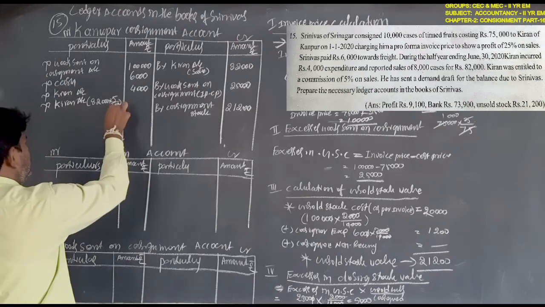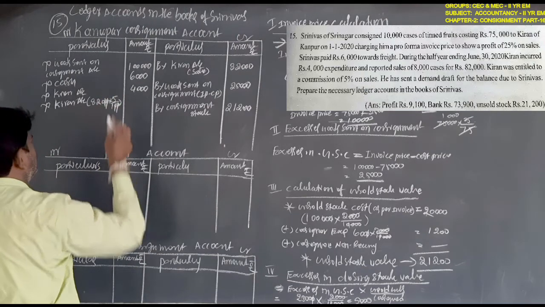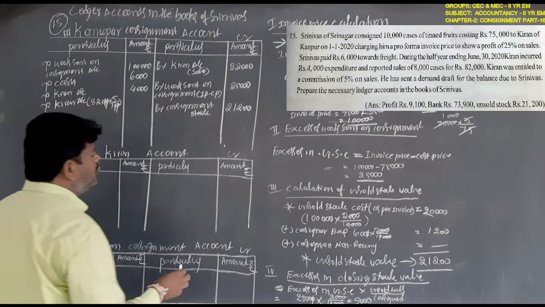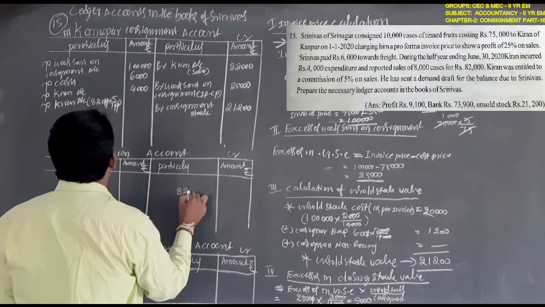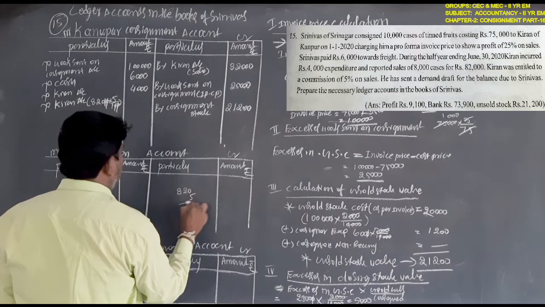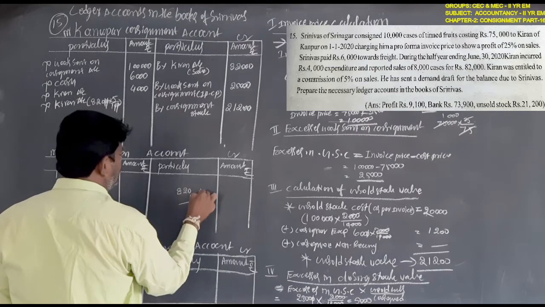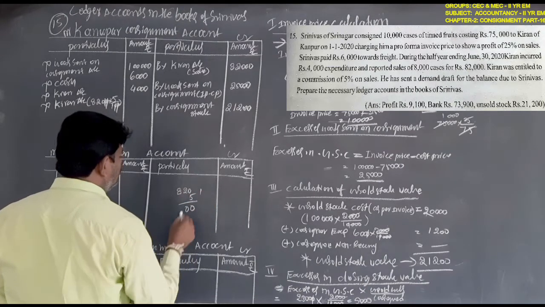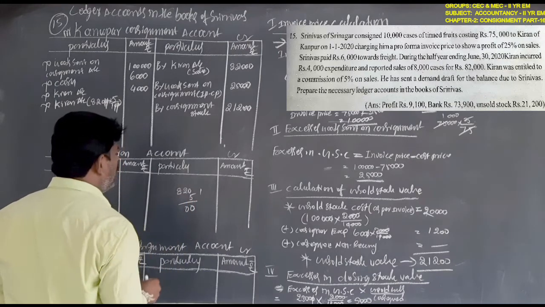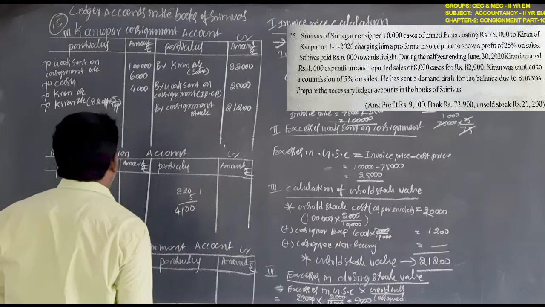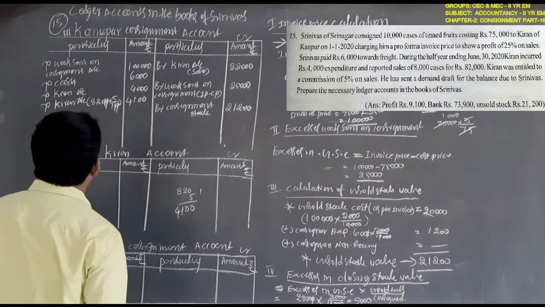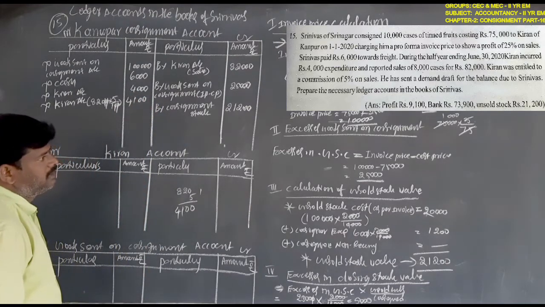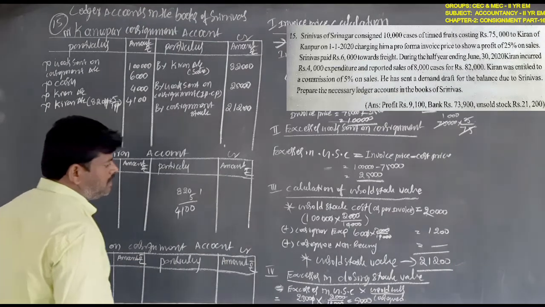Two zeros cancel. So 820 into 5, 500, 5 2 is 10, 5, 40, 40 plus 1 is 41. So 4,100 rupees commission. Next, what is the excess in closing stock?